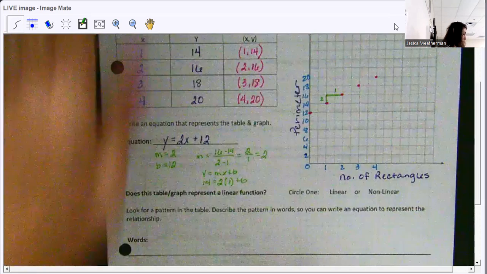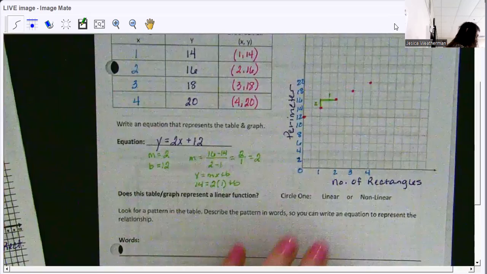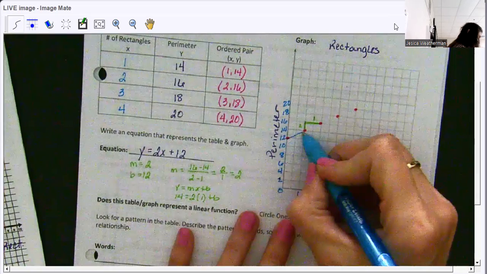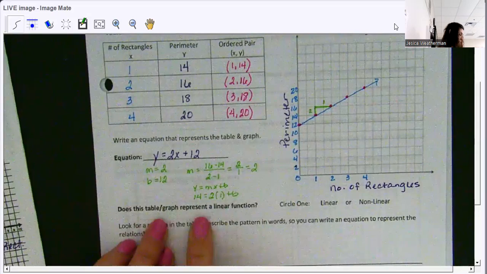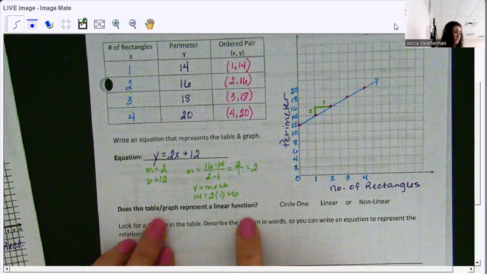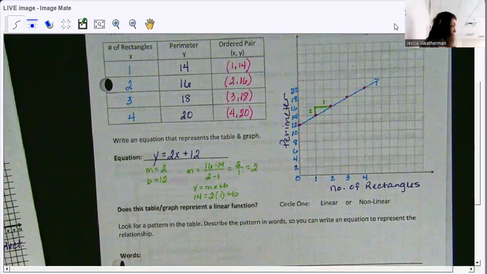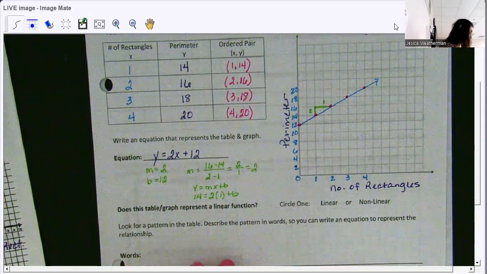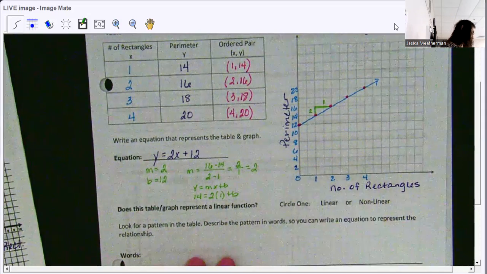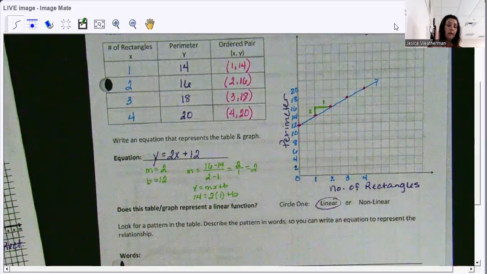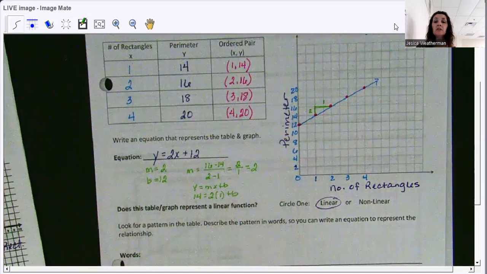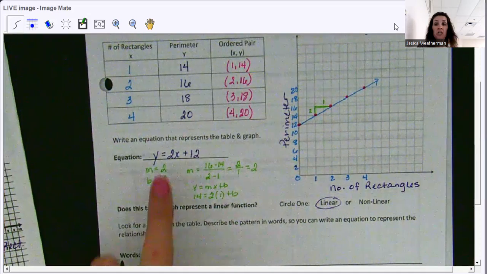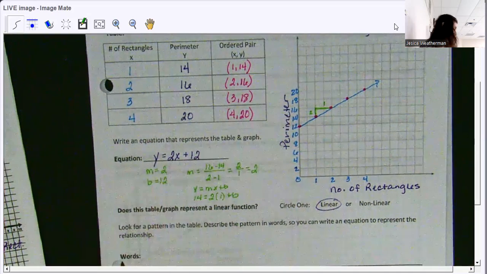Okay, so let's look at this. I can draw my line now. I can just draw a line through my points. Does this table or graph represent a linear function? And we can say, yes, it does. It is linear. How do I know that it is linear? Well, one, it forms a straight line. And two, it has a constant rate of change, or constant rate of change of 2, okay?